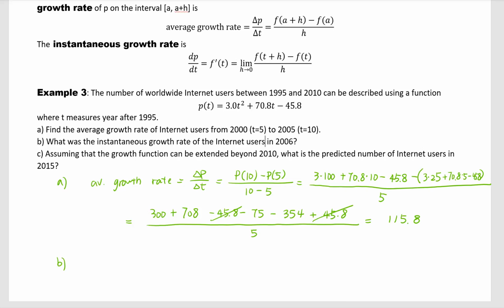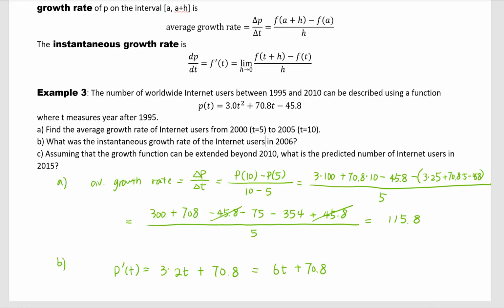So part B, what is the instantaneous growth rate? So what are we looking for? We're looking for the instantaneous growth rates. That's P prime of T. That's the derivative, right? Well, that is 3, and then derivative of T squared is 2T plus 70.8, right? And the derivative of a constant is 0. So this is 6T plus 70.8.